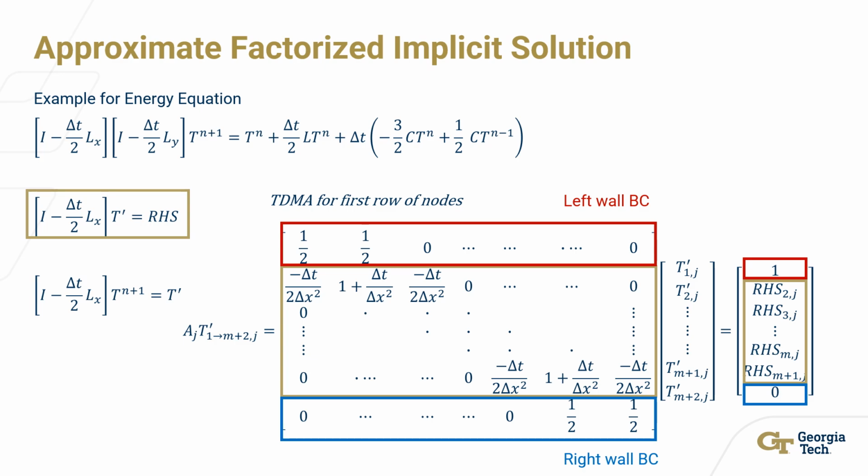For the first row of nodes at the bottom of the cavity, we can apply boundary conditions on the left wall, set the temperature equal to 0, and then we have those tridiagonal elements in the middle, and finally at the right wall, the average of those boundary nodes is going to be 0.